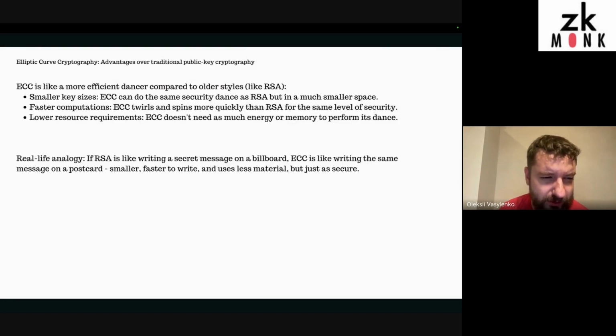Elliptic curve cryptography is more efficient. If we go to our analogy, if RSA was writing a secret message on a billboard, then elliptic curve is like writing the same message on a postcard. Smaller, faster to write, and it uses less memory and fewer operations.